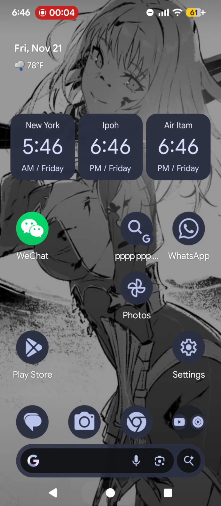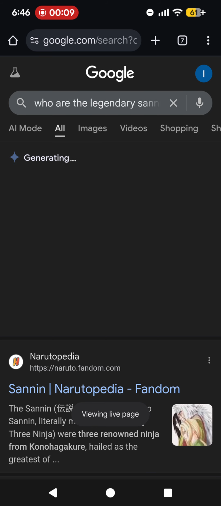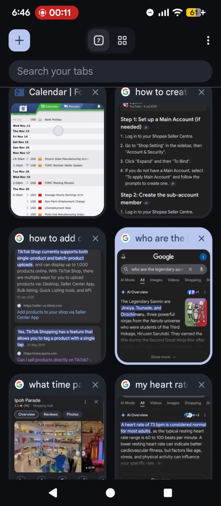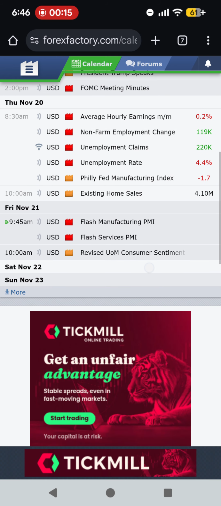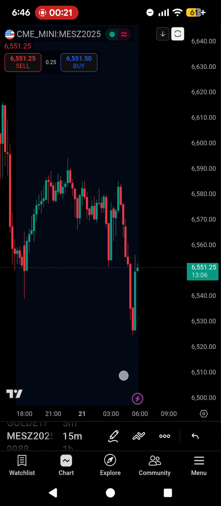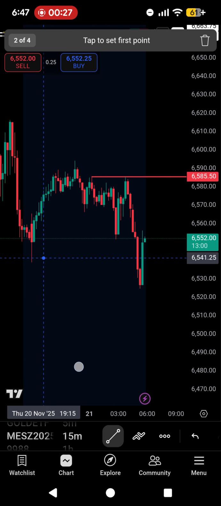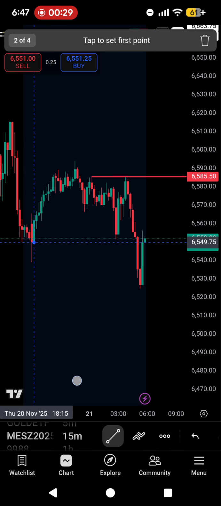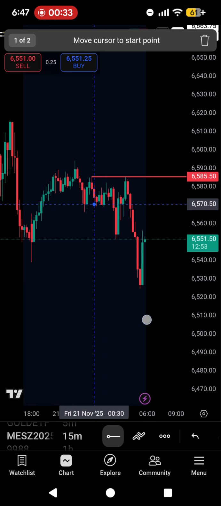Okay, guys, so if we look at the forex calendar, today is 9:45, 10 o'clock PMI for Friday, so we might have a nice silver bullet, right? But okay, what are we seeing here? I see sell side being cleared on the 15-minute chart. Okay, so sell side is being cleared here.